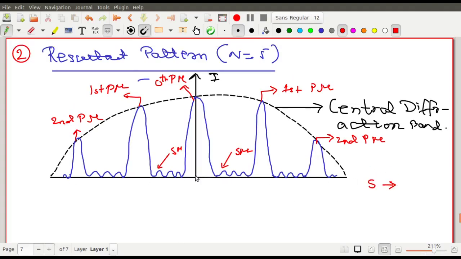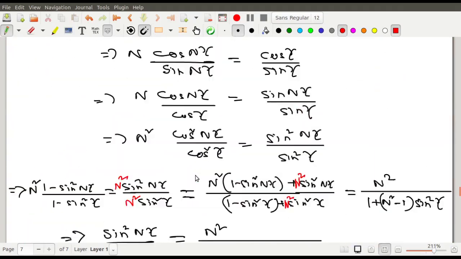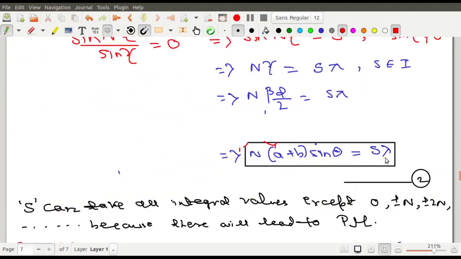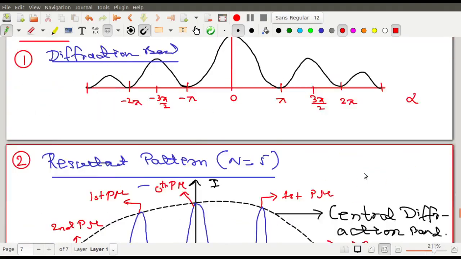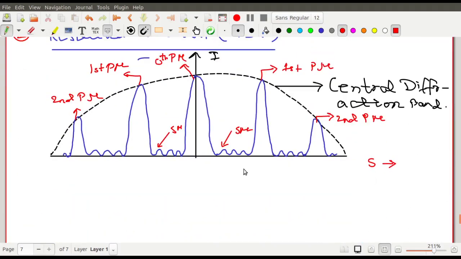So S, look at this S here, this is the ordering of the minimas particularly. So you know what values the S can take. You see that at 0 value it becomes the principal maxima. S equal to 0 is not possible for a minima. So anyway, we write it over here.